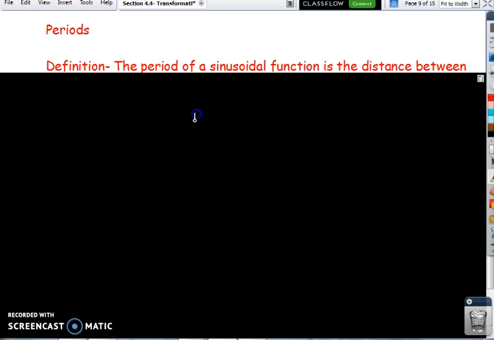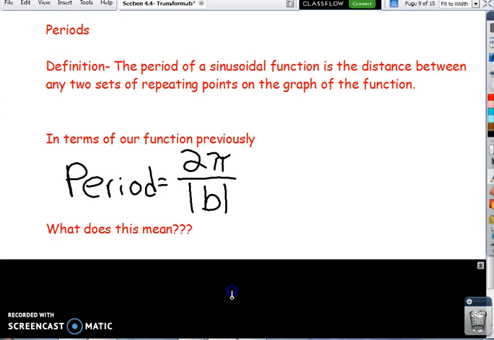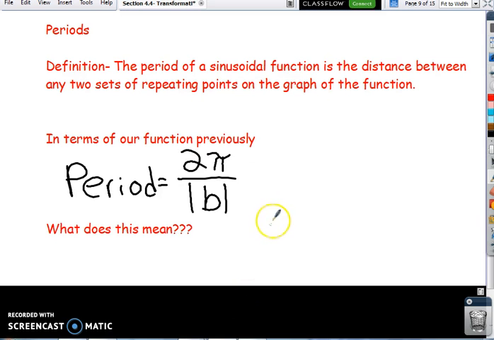All right, the next definition, period. The definition of a period of a sinusoidal function is the distance between any two sets of repeating points of the graph of the function. For us, our period for sine and cosine is 2 pi divided by the absolute value of b. That means the absolute value of the coefficient of my x value. Remember, I'm just picking sine because it's the easiest one for me to write out.